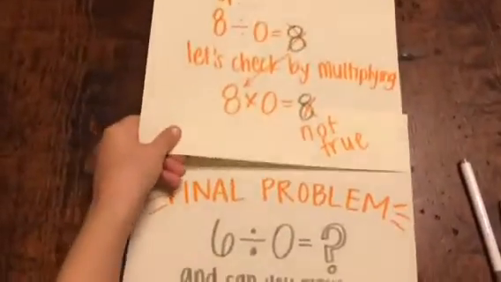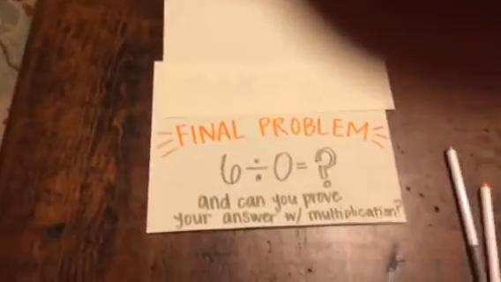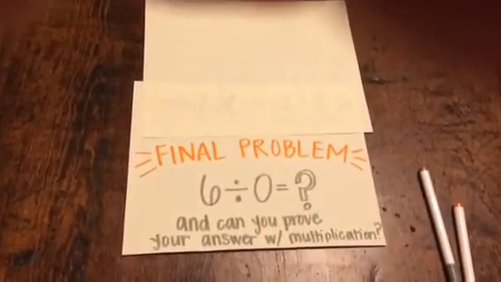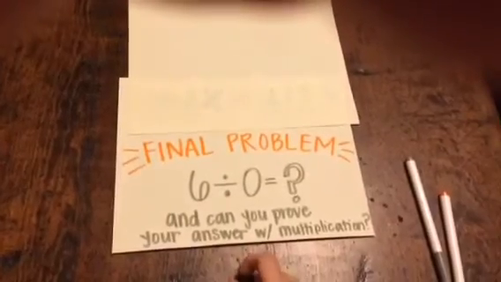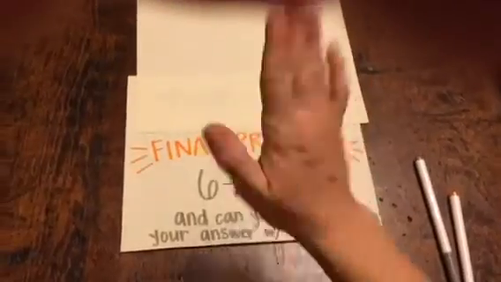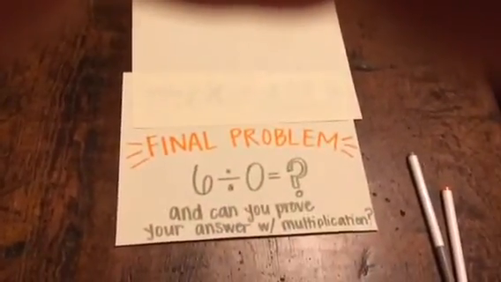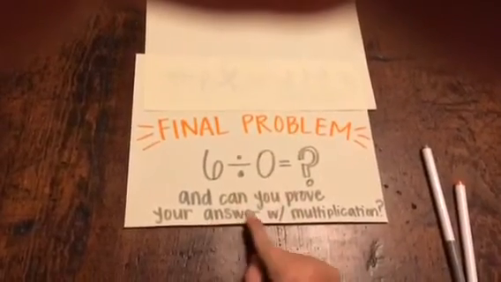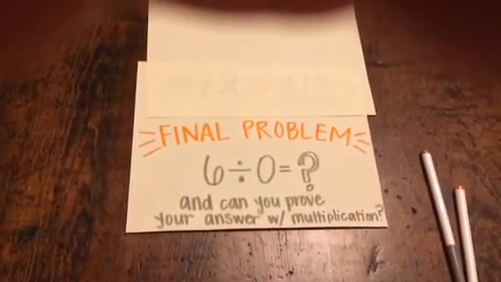Okay, let's take a look at your final problem tonight. Final problem, here we go. 6 divided by 0 equals what? So give me the answer to 6 divided by 0. Show me what that answer would be. Is it 6? Is it 0? Is it another possible answer? And can you prove your answer with multiplication?